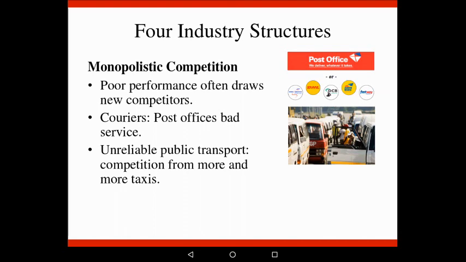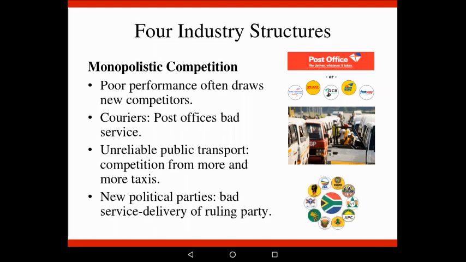Unreliable public transport, right, offered by the government is another example that has attracted competitors. So there's more and more taxis offering people more flexible, reliable transport options. And of course, hundreds of new political parties in South Africa coming about to try and compete against the ruling party, who they feel is offering very bad service delivery in South Africa. So every year we see new political parties popping up in South Africa to compete against the ANC.